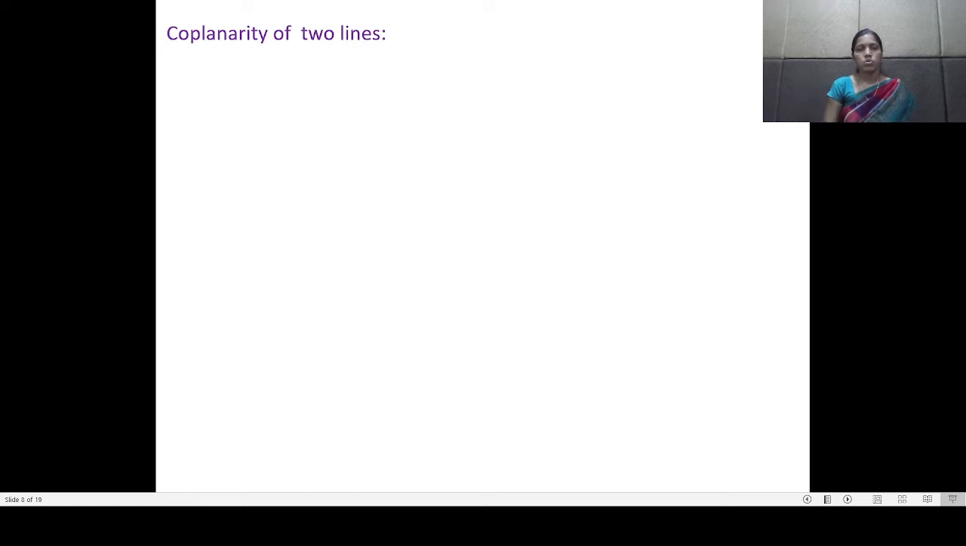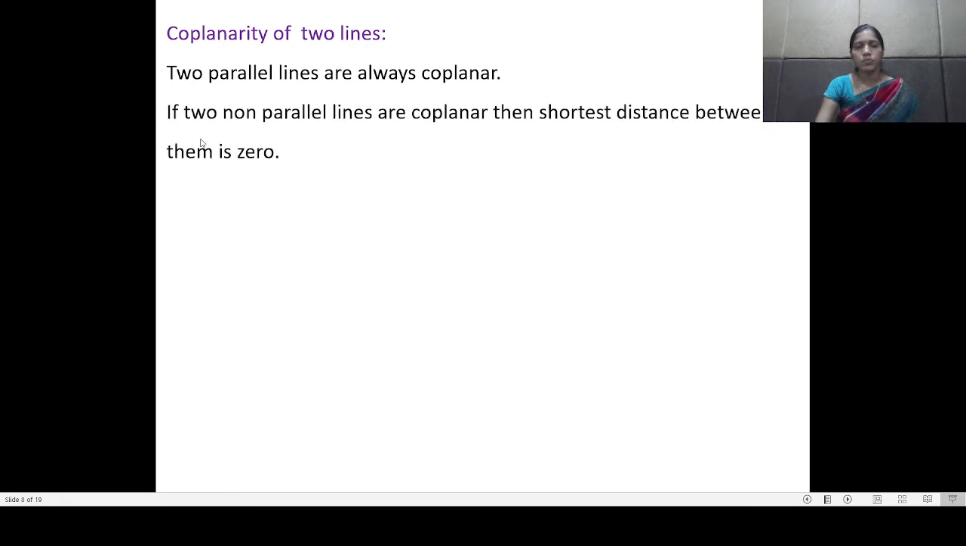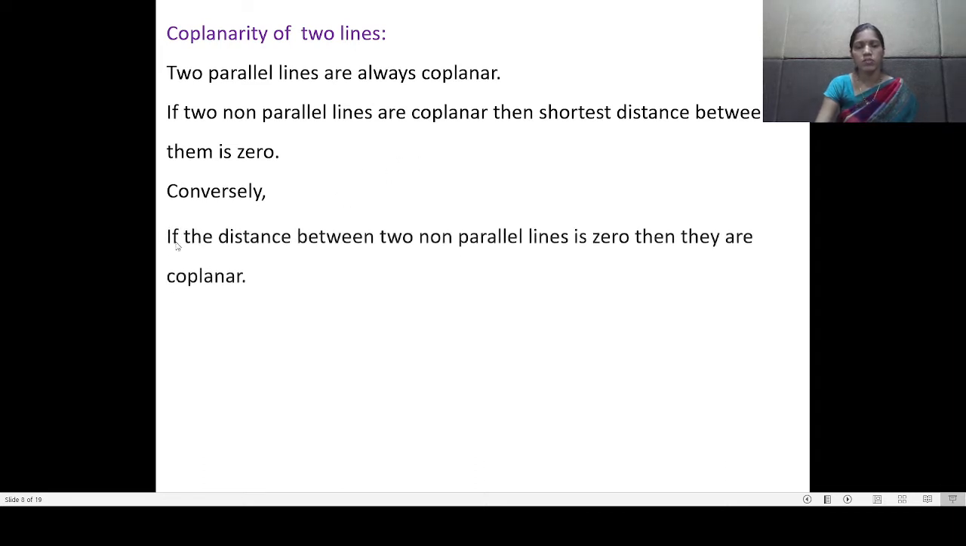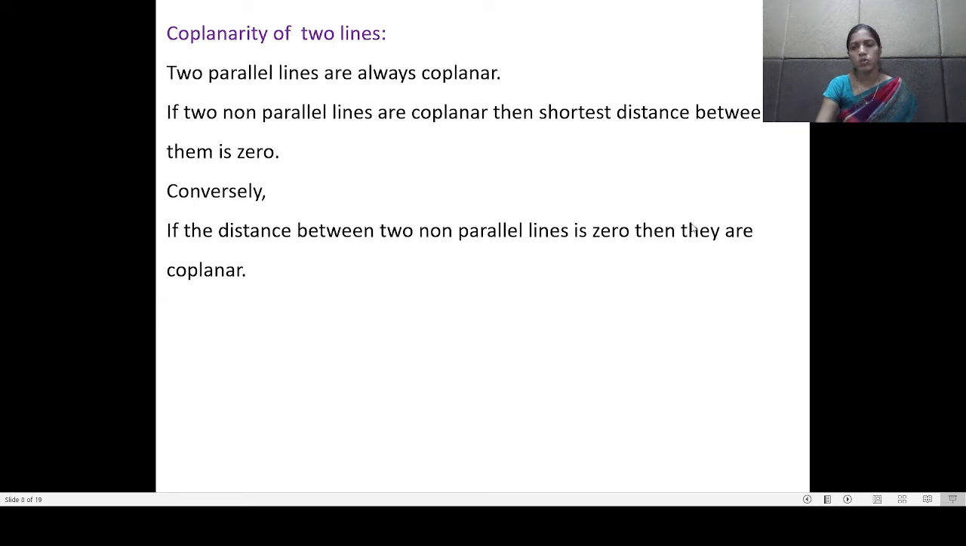Now let's see the third point, coplanarity of two lines. Two parallel lines are always coplanar. If we consider two non-parallel lines that are coplanar, then the shortest distance between them is 0. Conversely, if the shortest distance between two non-parallel lines is 0, then they are coplanar lines.